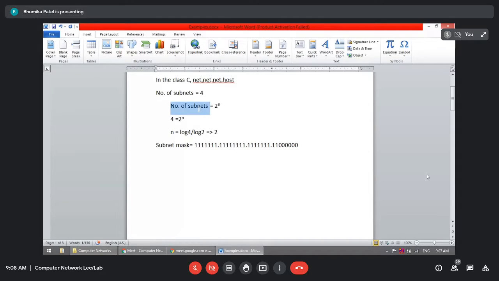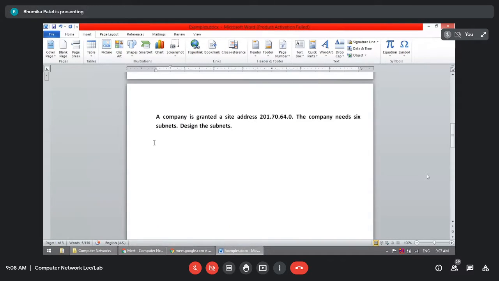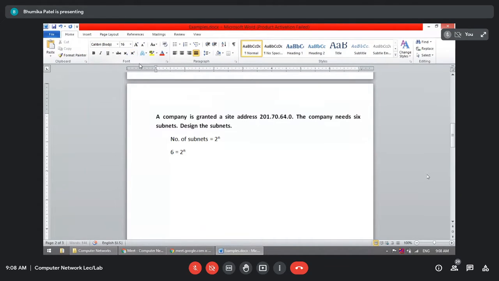So here, the same formula: number of subnets equals 2 raised to n. So 6 equals 2 raised to n. What will be the value of n? Anybody, can you tell me the answer? What will be the value of n? Log 6 divided by log 2. So the answer is 3.